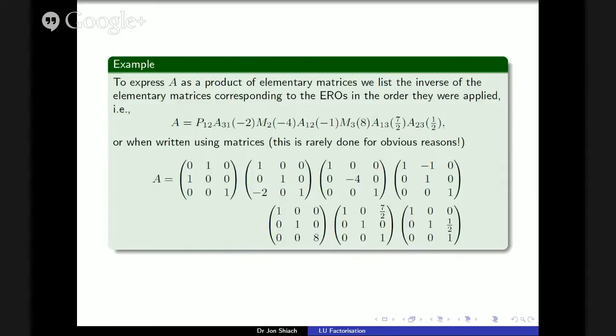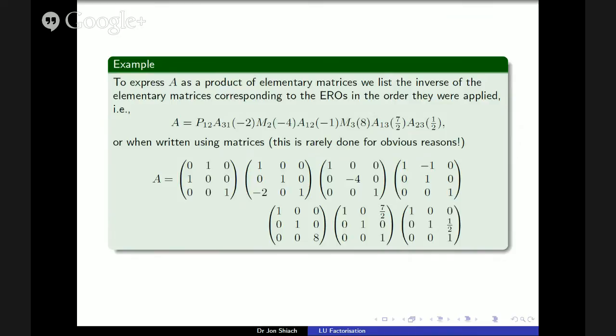If I was to write them out, this is what you get. Now this is rarely done. This is not what we normally do. I've only done it for demonstration purposes. If you were to write them all out and multiply them together, it takes you ages. That will give you A.